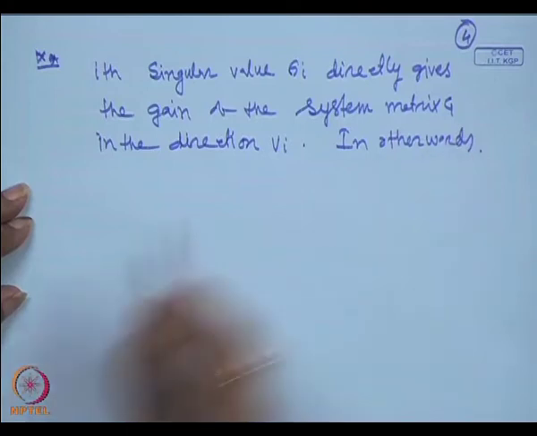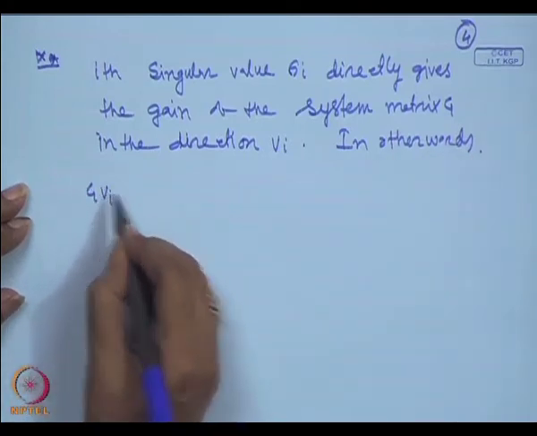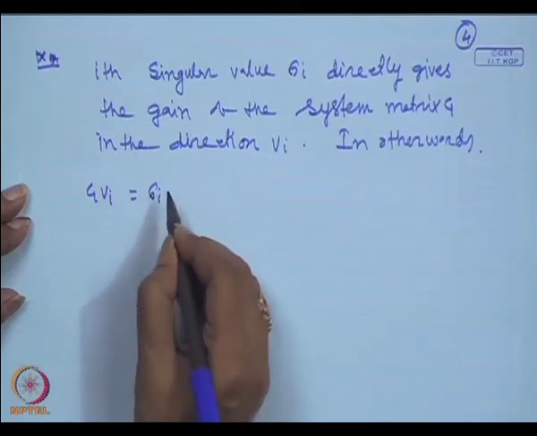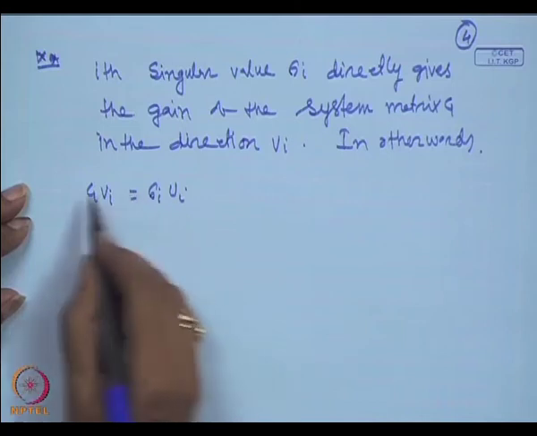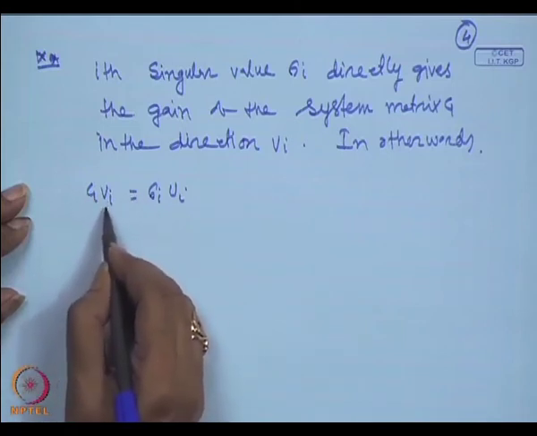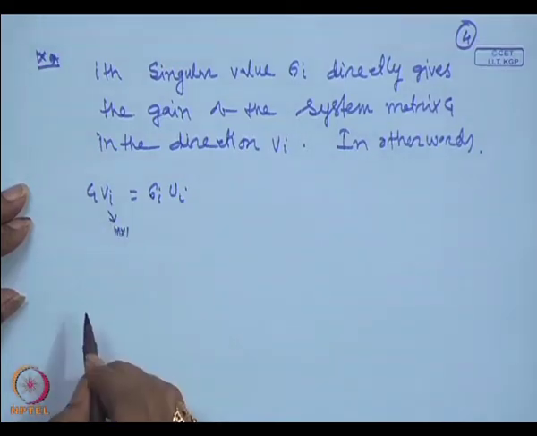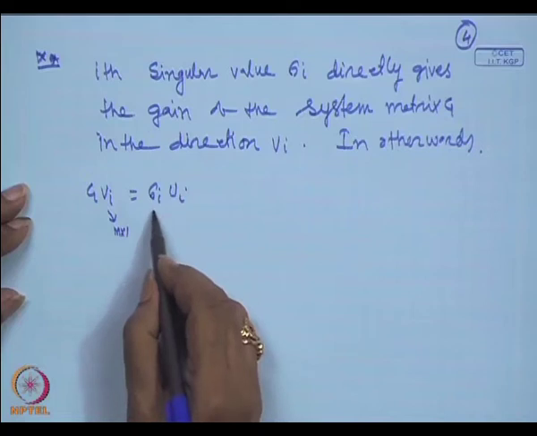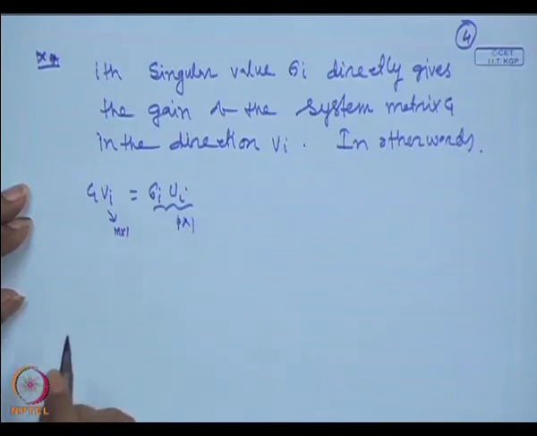In other words, what can you write? Look at this: G V i is equal to sigma i u i. So this is the input and output when the system G(s) is excited with the input vector V i, whose dimension is M cross 1, and then we get the output, which is P cross 1.